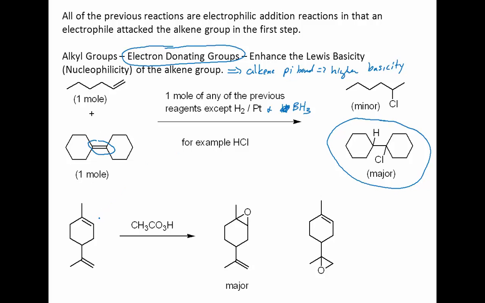Same thing if we treat a dialkene, this is called a diene, which has 2 alkene groups, with a peroxy acid. We would find that you get mostly the compound from adding the epoxide to the more substituted alkene group. This product here would be the major product. The other product from adding to the other alkene would be the minor product.